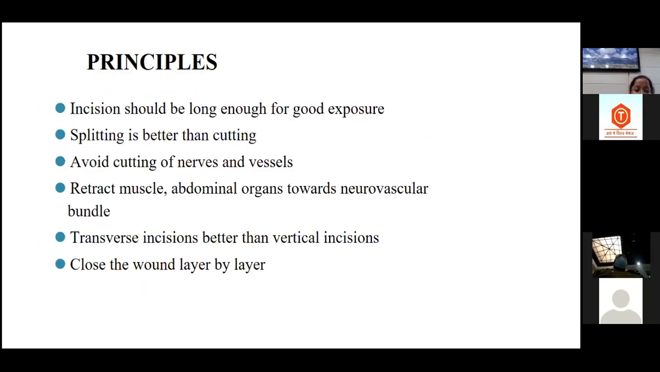Principles that should be applied: the incision should be long enough for good exposure. Splitting is better than cutting. Avoid cutting of nerves and vessels, and retract muscles and abdominal organs towards the neurovascular bundles. And the transverse incision is better than vertical incision. Close the wound layer by layer.